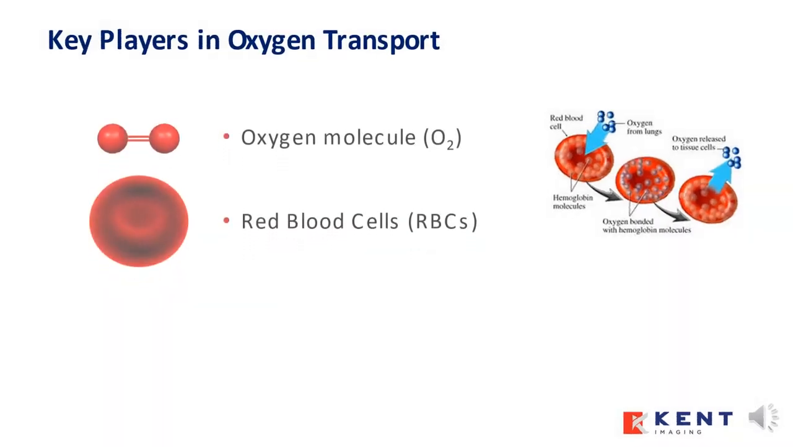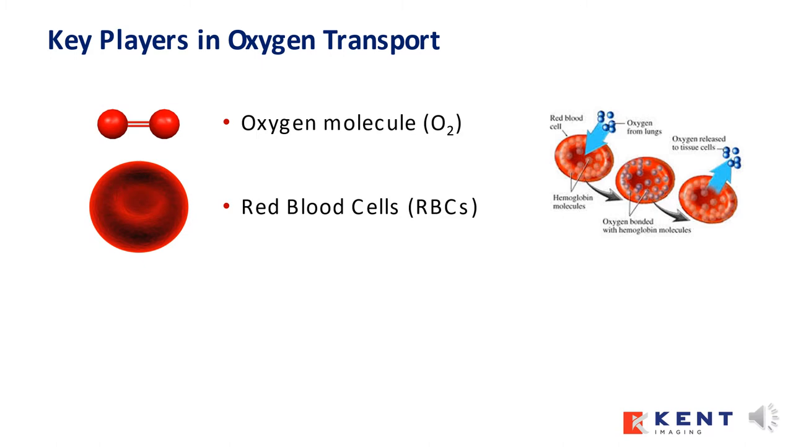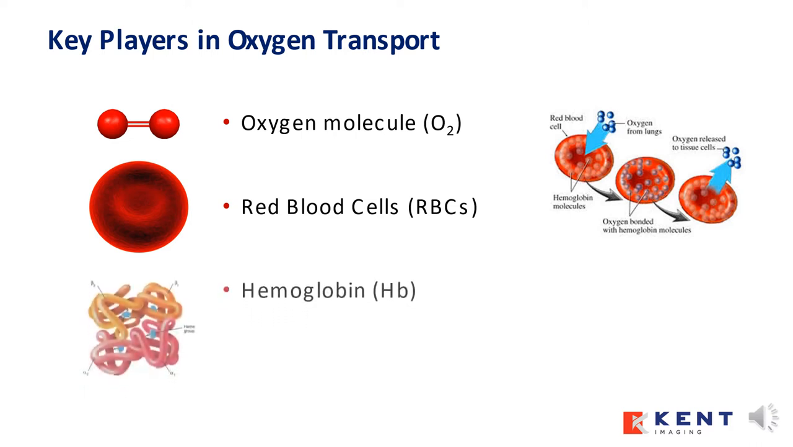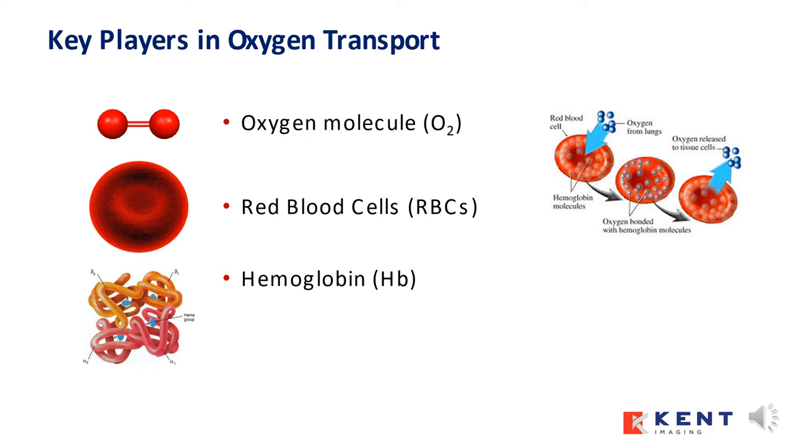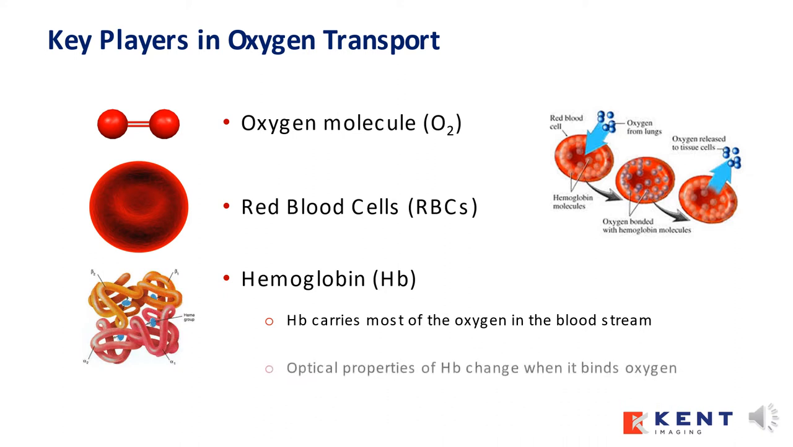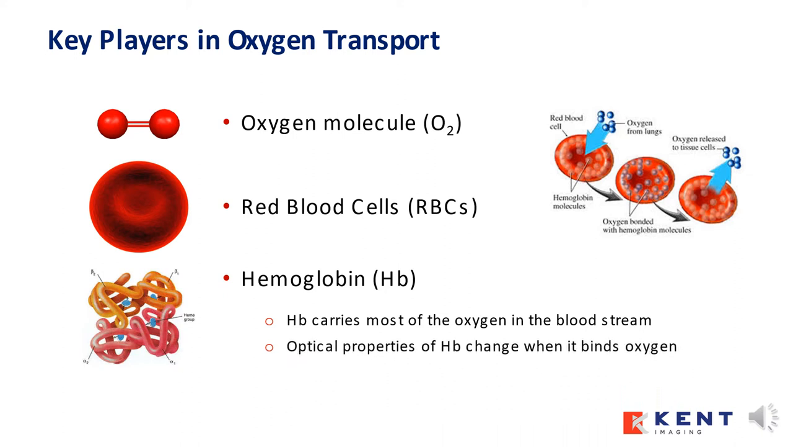Oxygen is transported from the oxygen-rich environment of our lungs to the periphery by red blood cells. These red blood cells contain millions of hemoglobin molecules that reversibly bind to the oxygen that diffuses into them. The optical properties of hemoglobin change when it binds to oxygen. Therefore, we can use light to determine whether oxygen is bound or unbound from the hemoglobin.